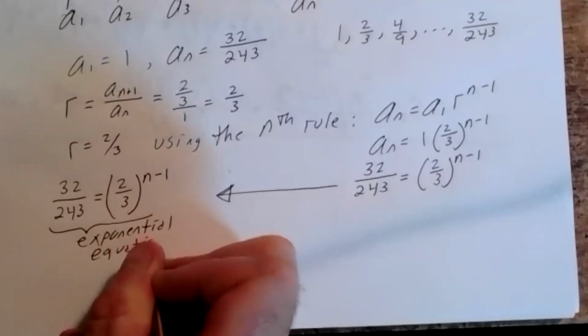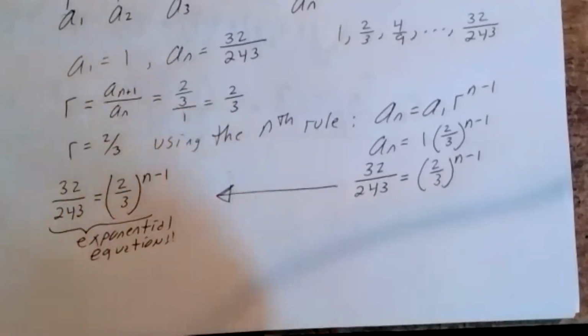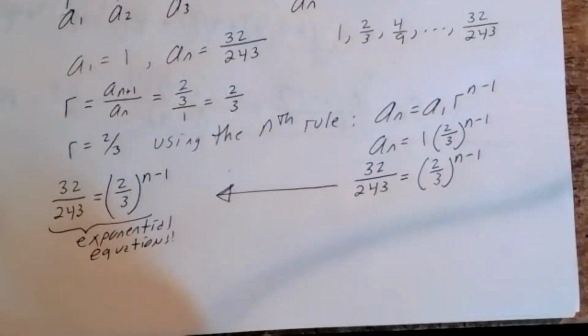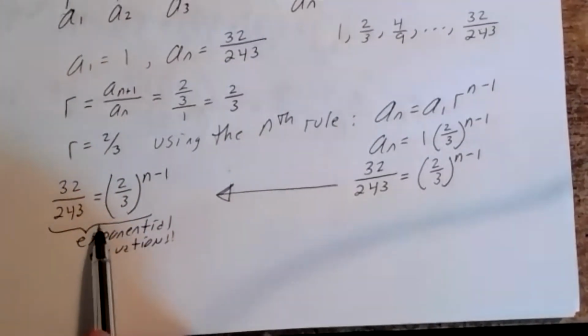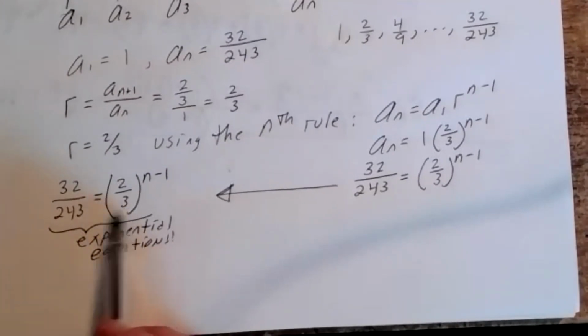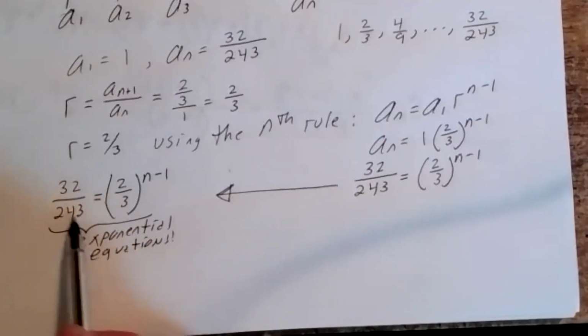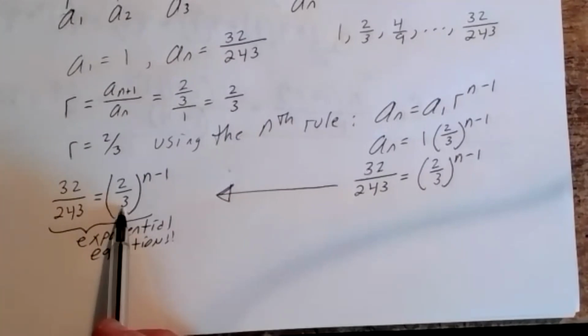Has anybody ever solved one of these before? How do we solve for n? Well, one popular way to solve for n in this exponential equation is to reduce both sides of this equation down to the same base. Well, the right-hand side is base 2/3.